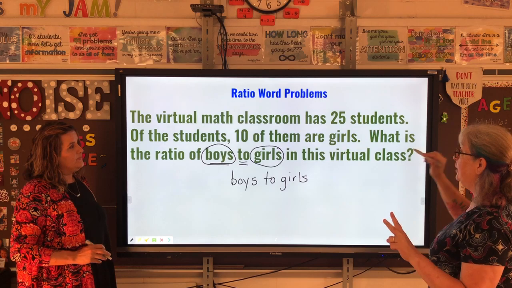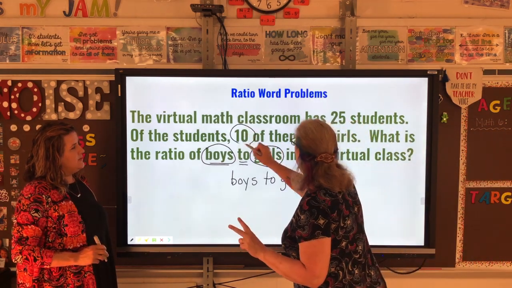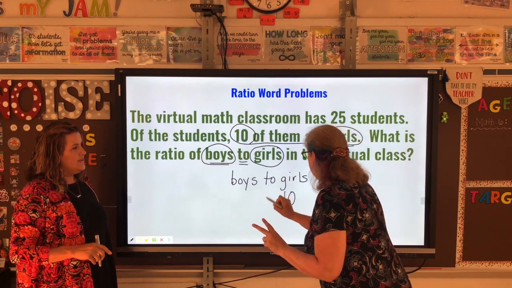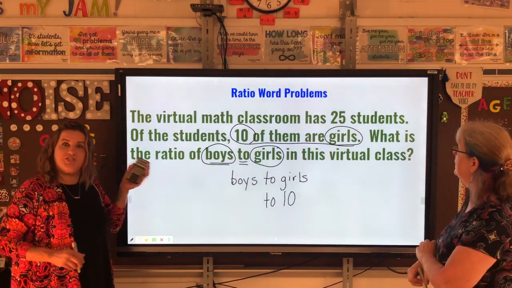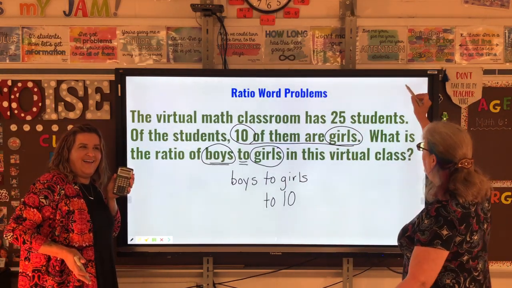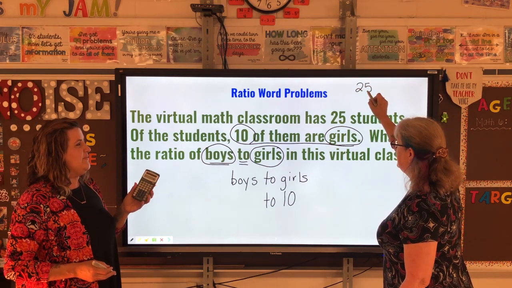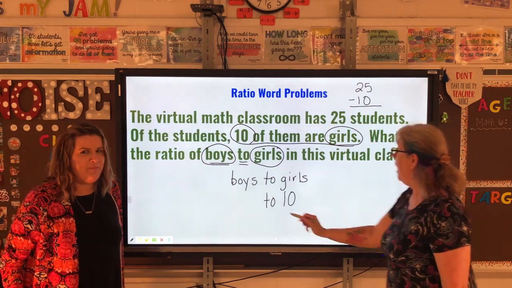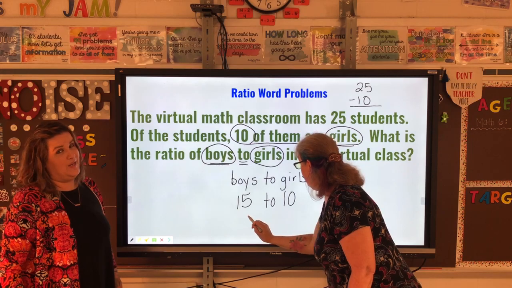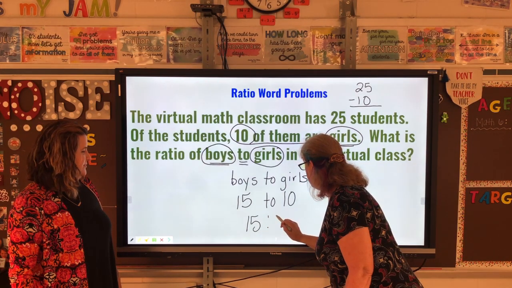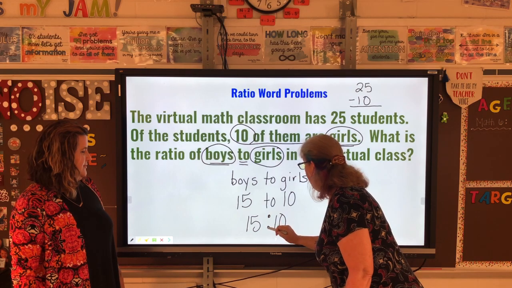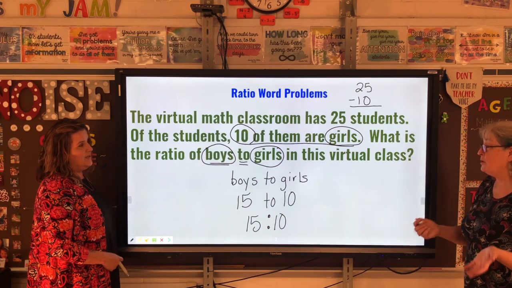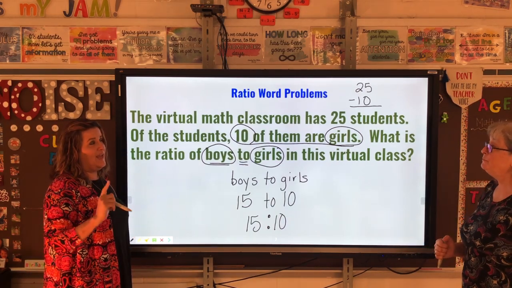And then I have to go looking. Oh my God, 10 of them are girls. So that's our second number. I know that's 10. Doesn't look like they told me the boys though. They didn't. What do I do? Oh, I know. If you have 25 students altogether and 10 are girls, let's take those out. That means there's 15 boys. 15 boys. That's too many boys. That's the way most of my classes are. 15 boys to 10 girls. There you go. And that's the only 2 ways I can write it, because it's a part-to-part relationship. So sometimes that information's missing and we have to find it.